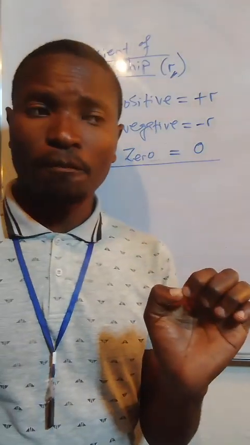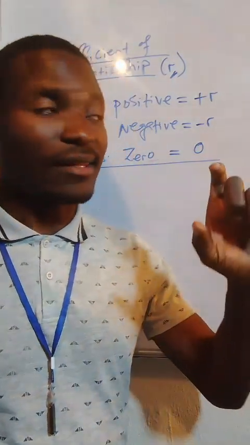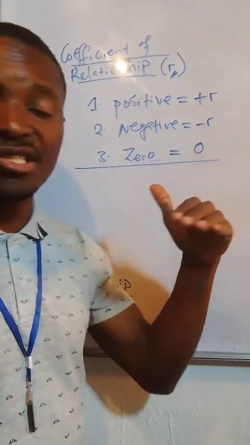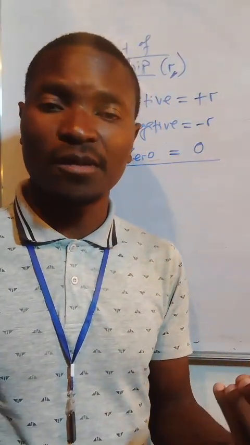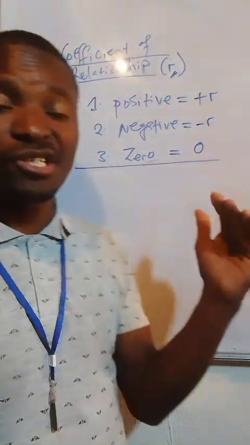So now how do you know that there is a positive relationship, a negative relationship, or no relationship, or rather zero relationship? So this implies that when you're comparing two variables, there is a formula that I'm going to show you in the next video that can be used to help us determine the coefficient of relationship, which is just R.